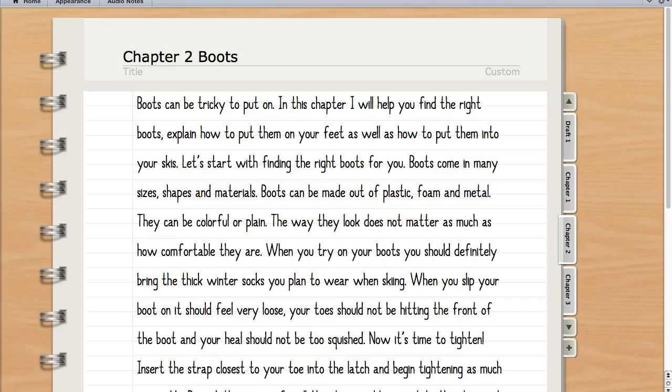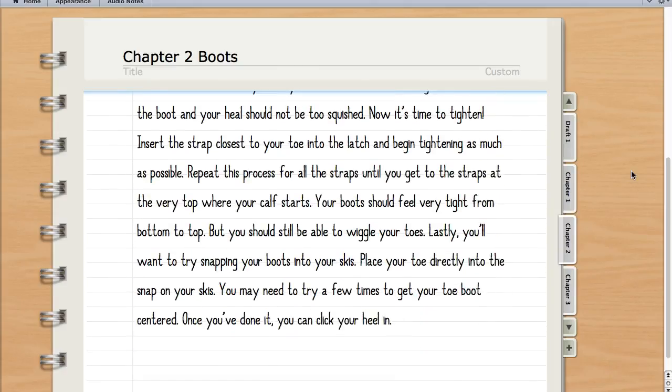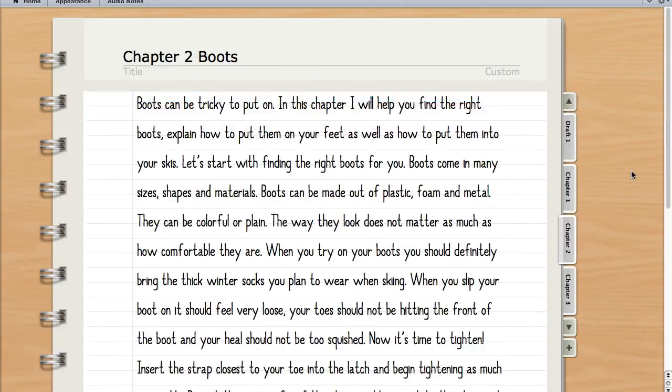Here's my draft about boots. Remember when I had trouble thinking of ideas for this chapter? Well, I got a lot of ideas from the Roadblocks Chart, what to do when you get stuck. So now I have tons of stuff here, but there are no paragraphs. I'm going to read this and figure out where to put my paragraphs.